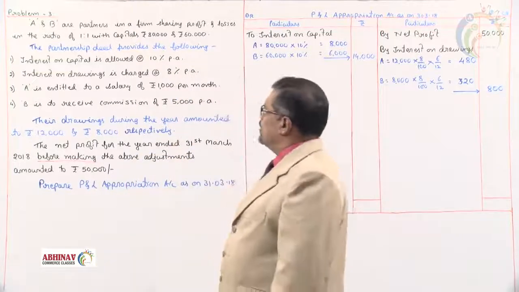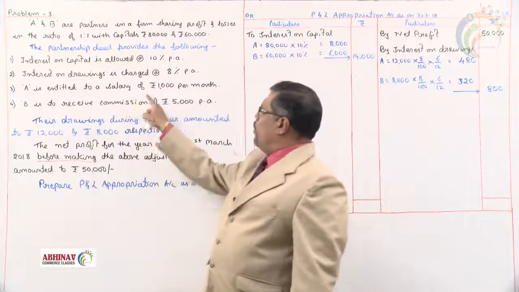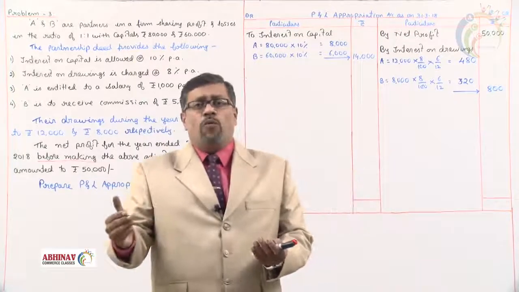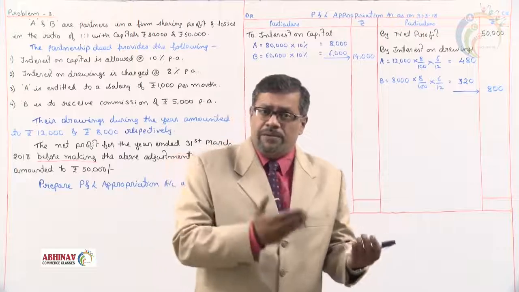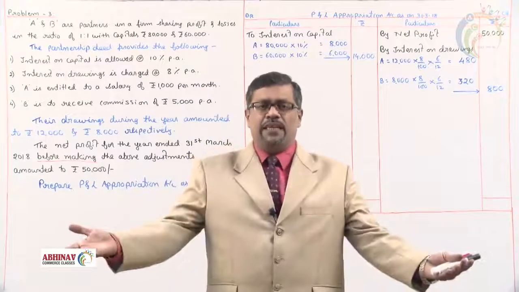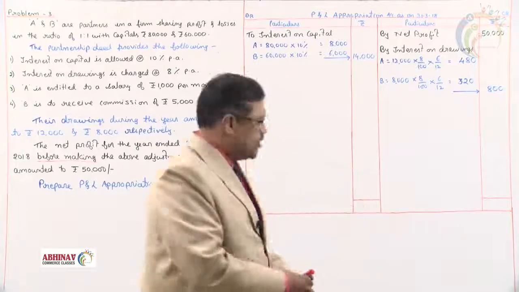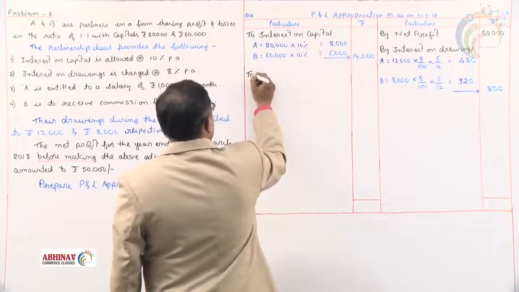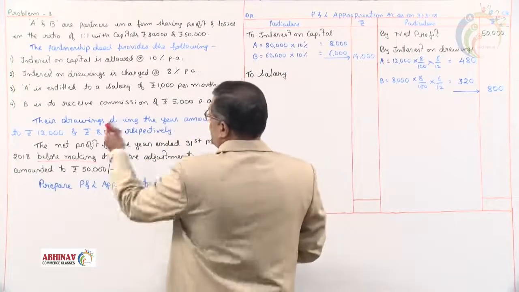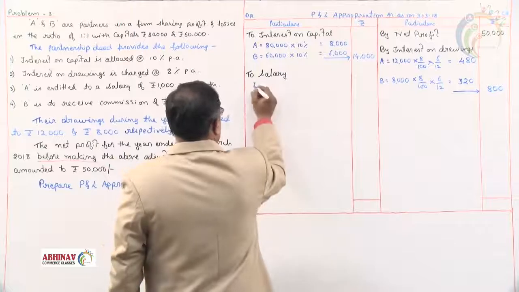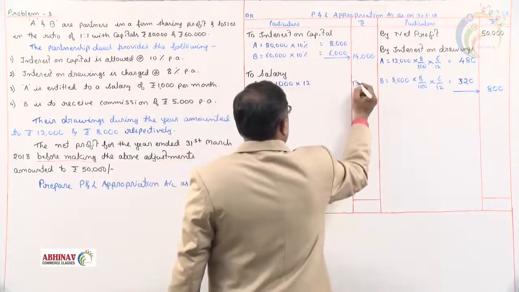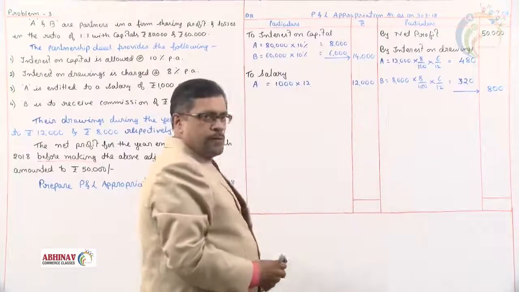Now, after that, A is entitled to a salary of 1,000 rupees per month. So, partnership firm has to pay salary to A. Whatever is the work done by A for the partnership business, for that firm is paying salary. When firm pays anything, it becomes an expenditure to the firm. Expenses will debit. To salary. This salary is paid only to A, rupees 1,000 per month. So A, it's 1,000 into 12 months. What we get is rupees 12,000.